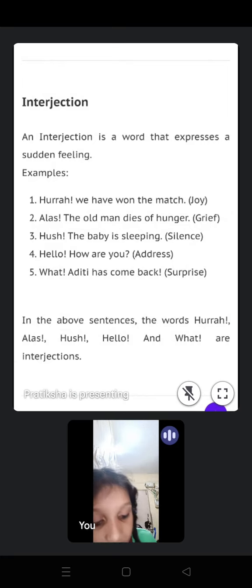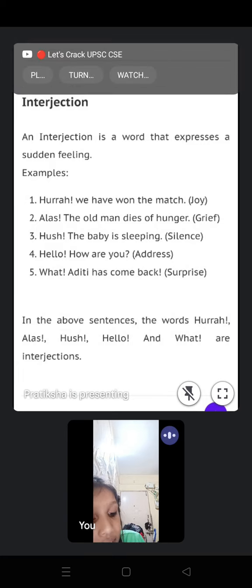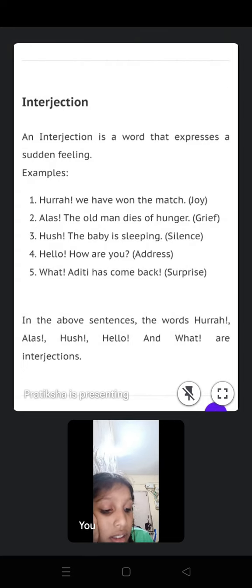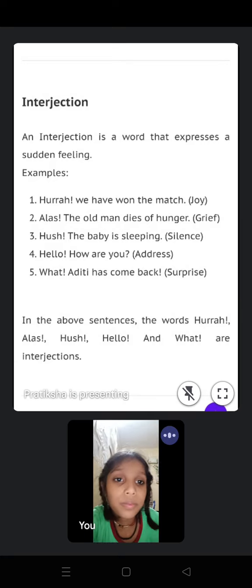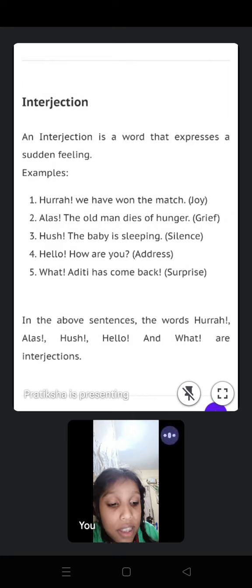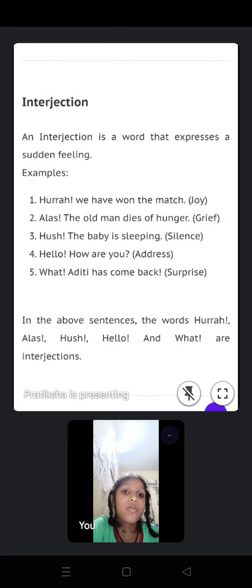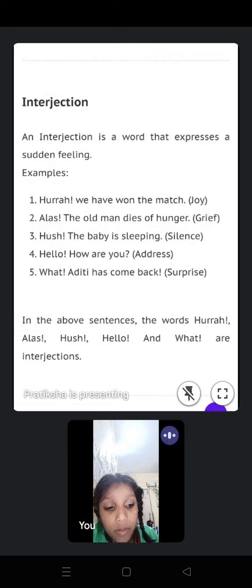Interjection is a word, W-O-R-D. A word that is that expresses, E-X-P-R-E-S-S-E-S, experience, S-U-D-D-E-N, sudden feeling. Sudden means achanak. Sudden, F-E-E-L-I-N-G.